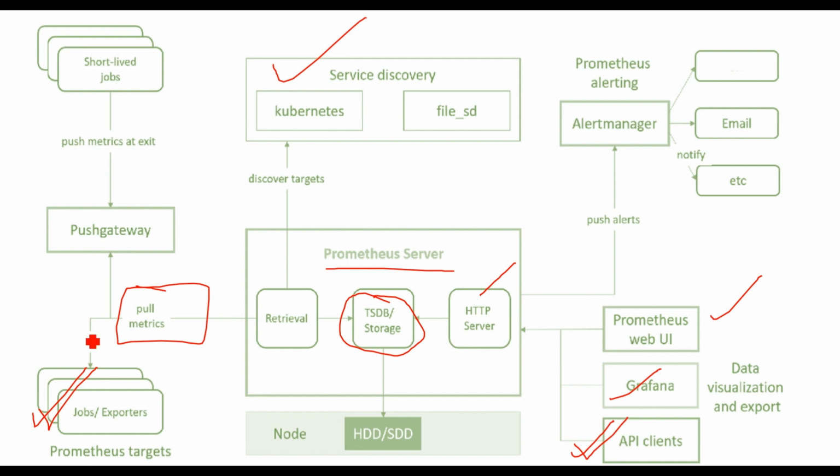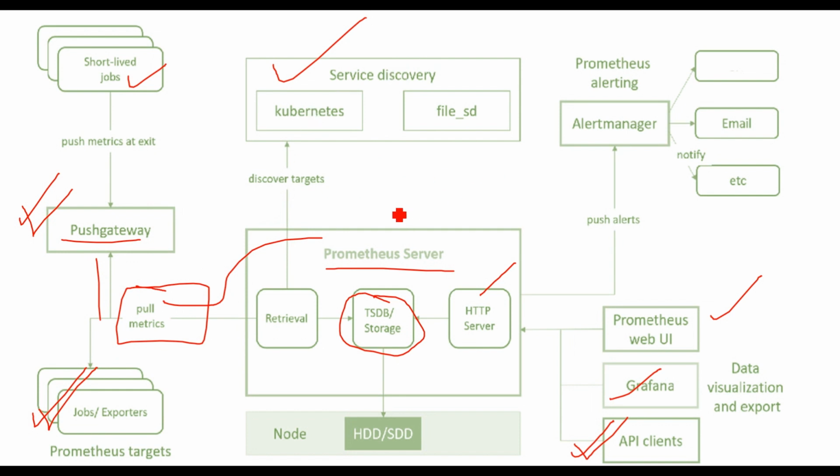The Pushgateway's responsibility is that short-lived jobs push their metrics to the Pushgateway, and then Prometheus will pull those metrics from the Pushgateway.